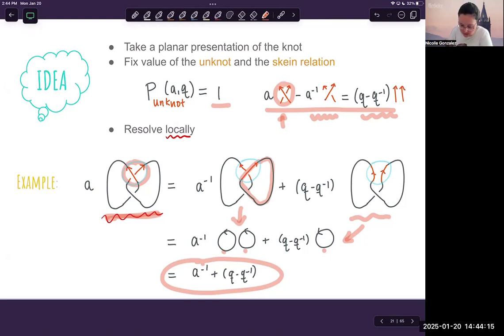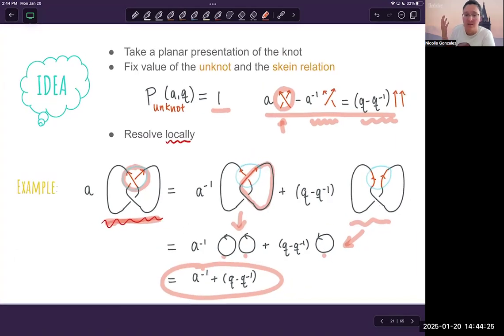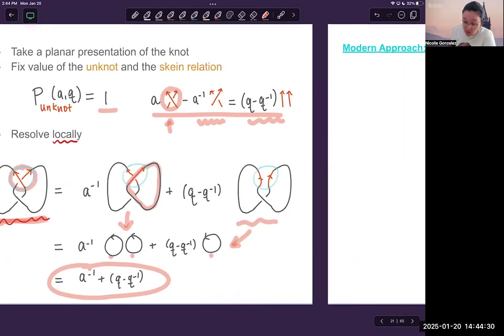So that's why it's normally called the HOMFLY-PT polynomial. But either way, the point is this is generally pretty easy to compute by hand. But like I said, it's not great because it doesn't work to distinguish every knot. So how do we fix it?